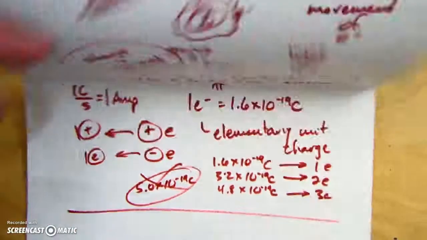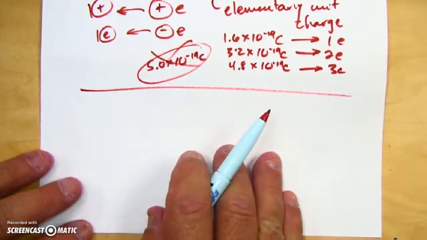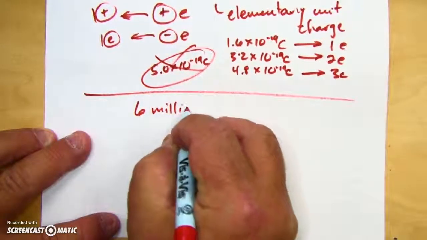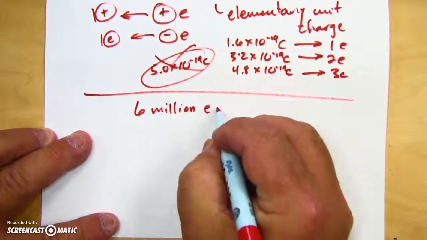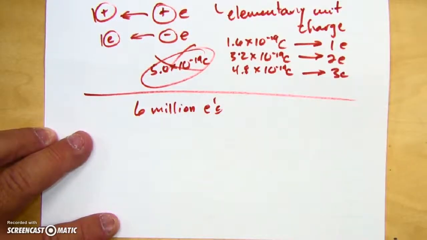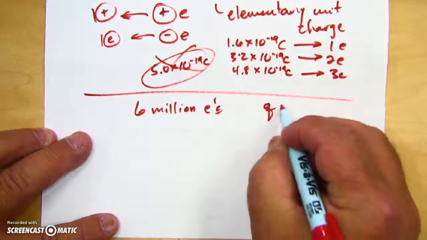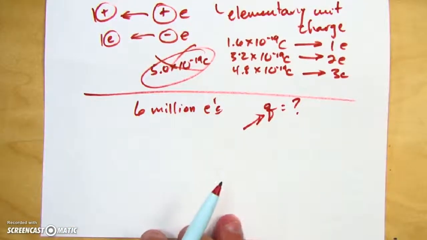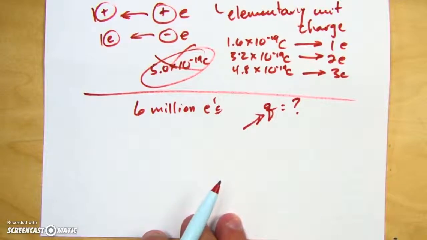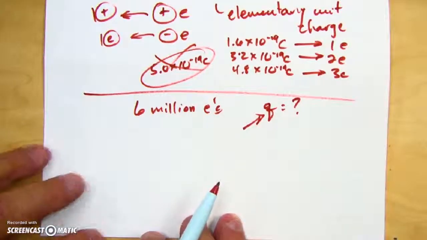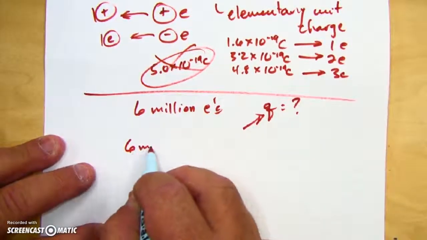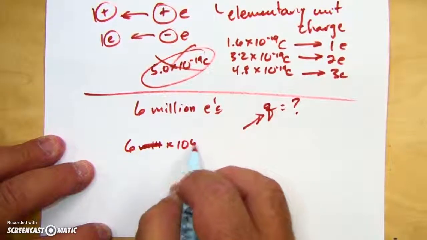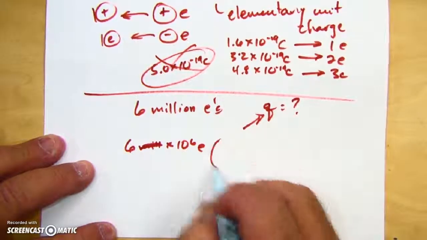So let's look at something. Let's say something has an extra 6 million electrons. You've scuffed your feet on a carpet. You have an extra 6 million electrons. What's Q? And by the way, in equations, we use Q for electric charge. Measured in coulombs, but we use Q in the equations. So now, 6 million electrons. Well, instead of million, let's go 6 times 10 to the 6th electrons.